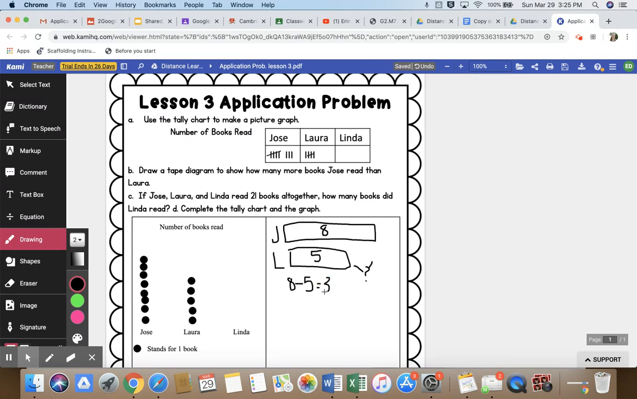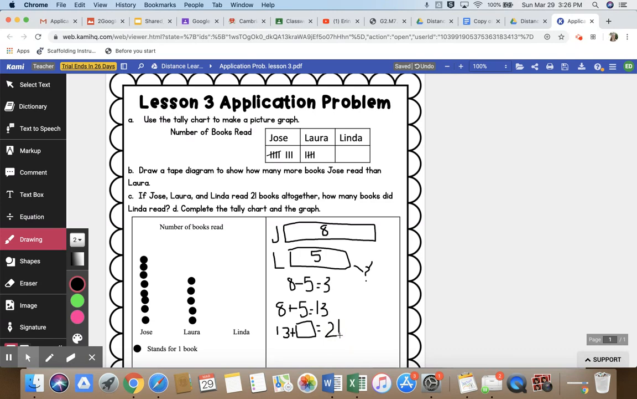Okay, next it says if Jose, Laura, and Linda read 21 books altogether, how many books did Linda read? Okay, and we're trying to figure out how many books Linda read, and we know that together they read 21. So if we wanted to first find out how much Jose and Laura read together, we could just say 8 plus 5 equals 13. And now we know that 13 plus the number of books that Linda read is going to give us 21.